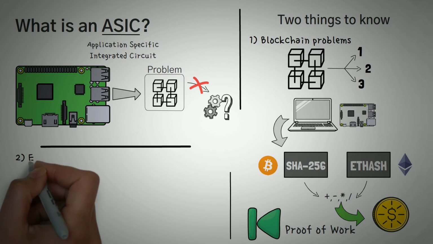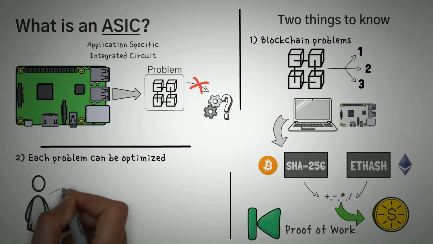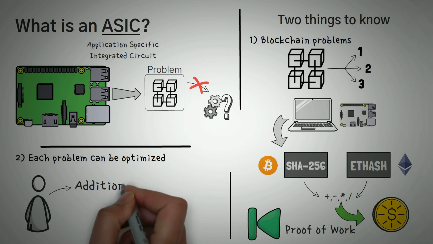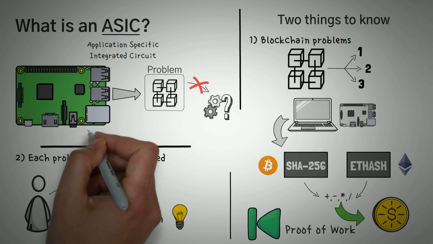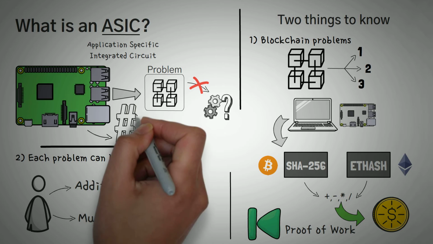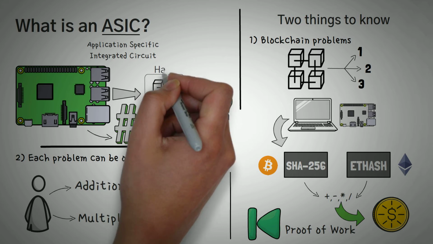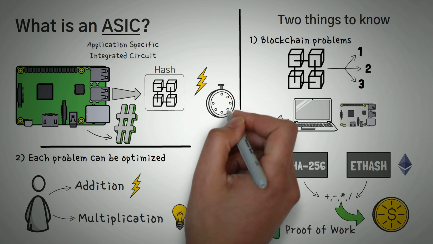The second thing you need to know is that each problem can be optimized. For example, if you think about it on a low level, you might find a way to do addition problems really quickly. But then if someone presents you with a bunch of multiplication problems, you'll have to be creative and find a way to optimize all of those multiplication problems. You can't use the same system. Well, an ASIC is just a circuit board that has been designed to perform a certain hash, which is actually the technical term for the blockchain problem. And its goal is to do that as fast as possible and as efficiently as possible.